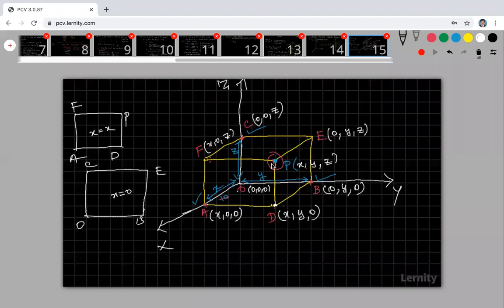Right? Any one of you please tell me what are the coordinates of y in this plane? P, E, B, D. This one, this is P, this is E, this is D, this is B.